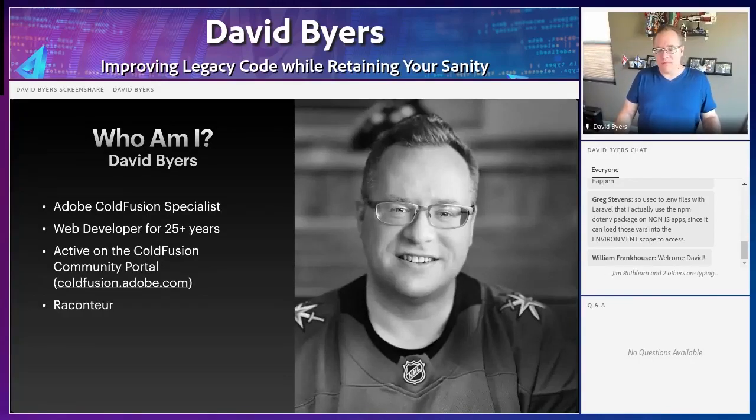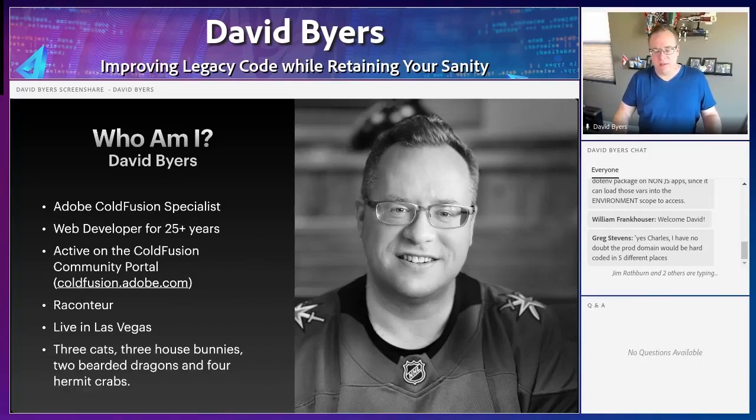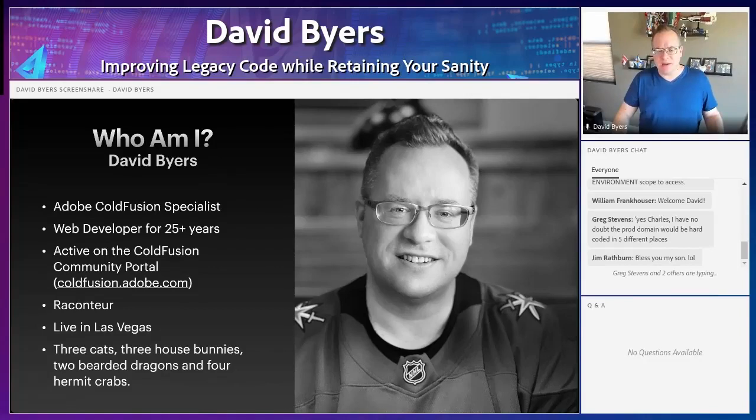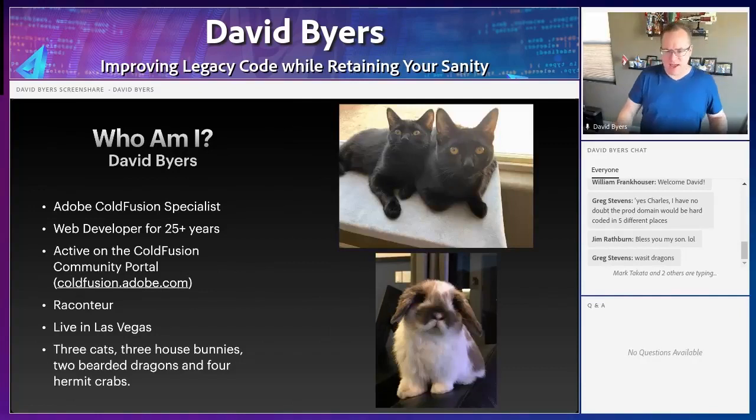I'm a raconteur. All that means is I tell stories, as you will quickly learn during this presentation. I live in Las Vegas with my wife and a zoo full of animals, including 3 cats, 3 house bunnies, 2 bearded dragons, and now 4 hermit crabs. Why? Because my wife is convinced we're running an animal rescue, and believe me, those animals rule the house. I come in a distant 8th or 9th.